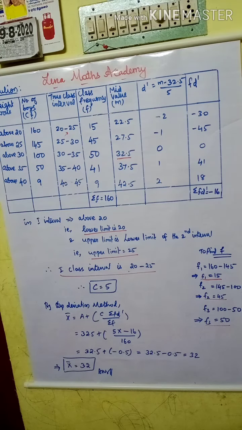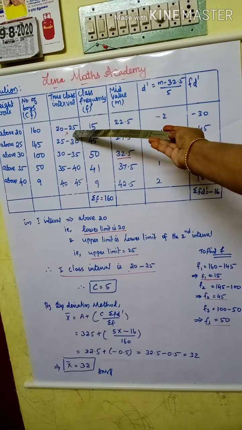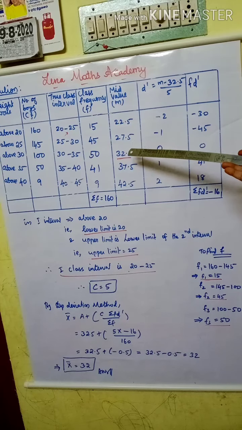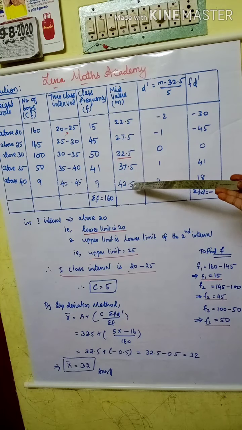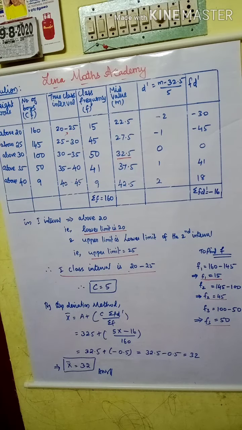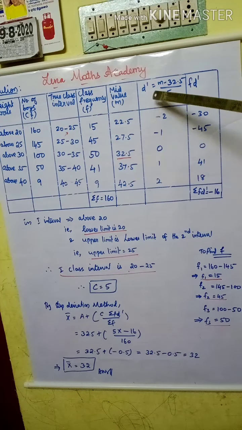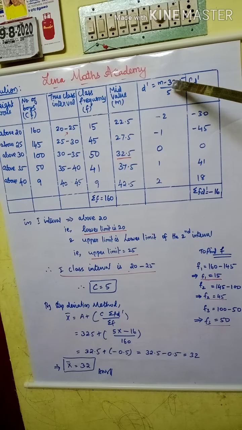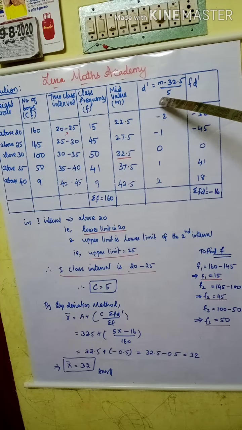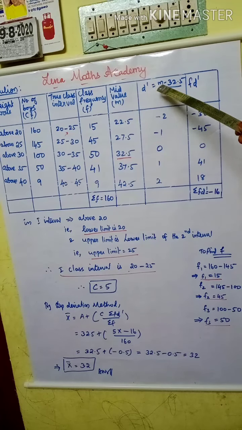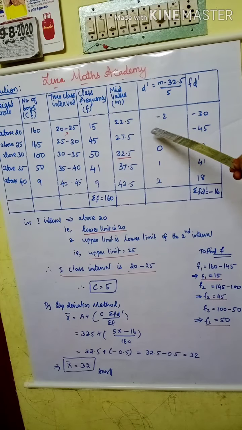Next, the mid value: 20 plus 25 divided by 2, 22.5. Similarly we get 27.5, 32.5, 37.5, 42.5. Here the central value 32.5 is taken as the assumed mean A. So d dash equals mid value m minus 32.5 divided by the common difference 5. For the first mid value, 22.5 minus 32.5 divided by 5 gives minus 2. Similarly we get minus 1, 0, 1, 2.